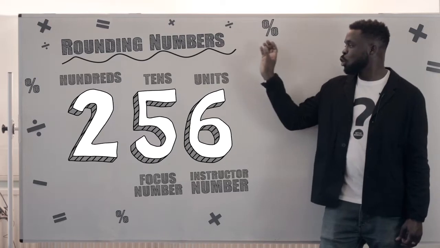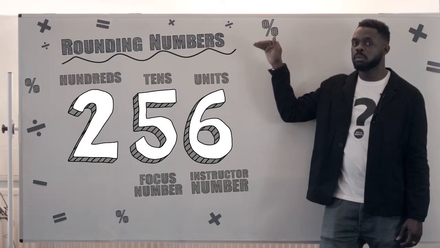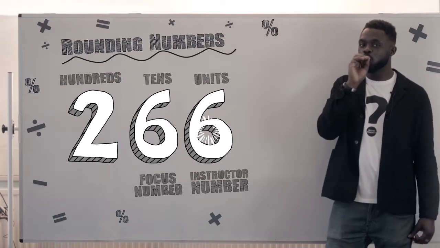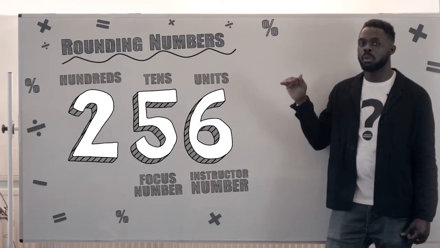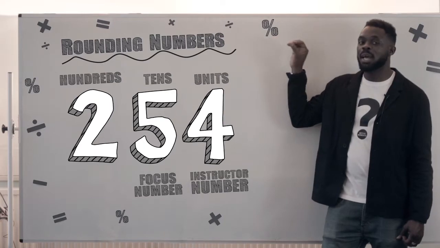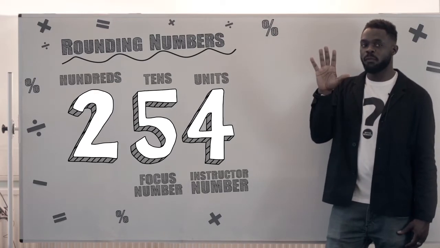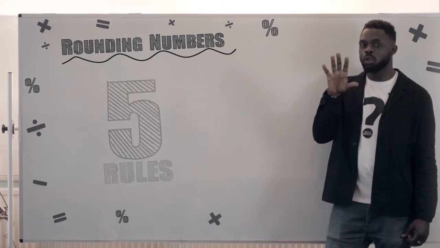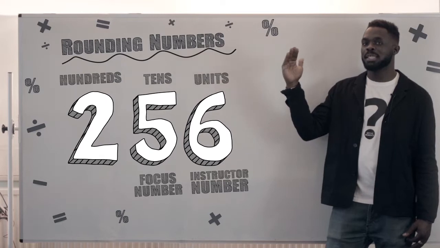you round your focus number, or you move your focus number up by 1. If your instructor number is less than 5, then your focus number stays the same. And then rule number 5, everything to the right of our focus number now becomes a 0.